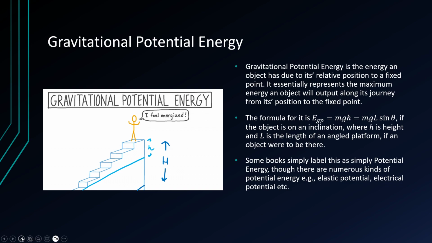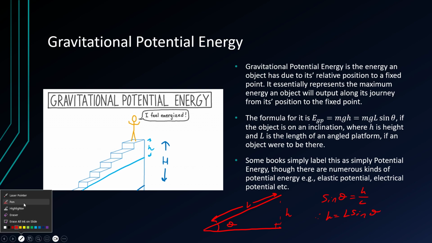We can also generalize it if we have a slant. If we're going up a slant at angle theta, this is the height, and this here is the length it travels up. We can say that sine theta is h over L, so h, the height, is L sine theta. That's just another way of representing potential energy.